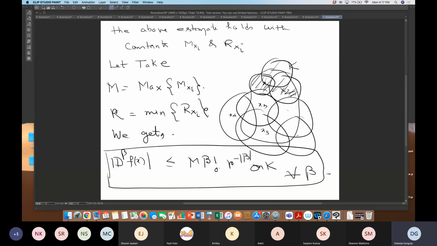Now the converse part. We have to show that if this estimate holds for any compact set K, then the function is real analytic. Now we have to prove the converse. This is a very interesting proof, not difficult. Can anyone have any idea how to do this?